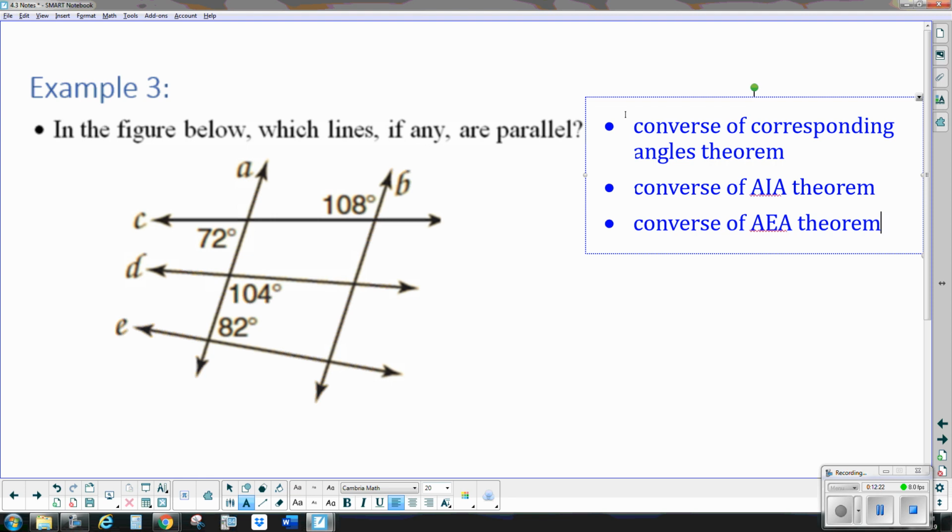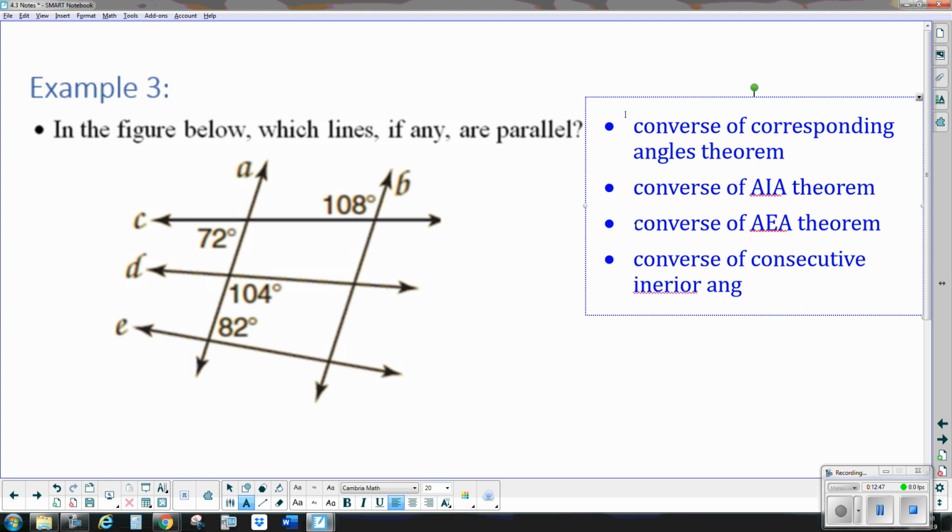The converse of the alternate interior angles theorem says if alternate interior angles are congruent, then the lines have to be parallel. The converse of the alternate exterior angles theorem says if alternate exterior angles are congruent, then the lines have to be parallel. And the last one we could use is the converse of consecutive interior angles theorem. And this says that if consecutive interior angles are supplementary, then the lines are parallel.